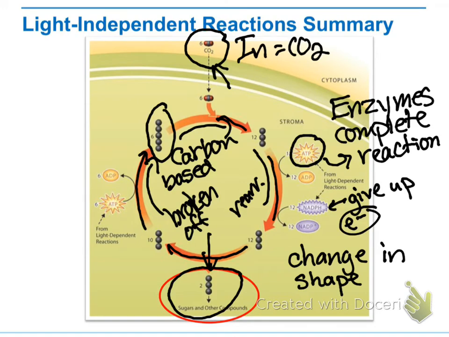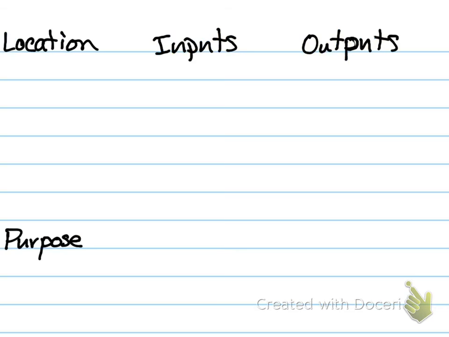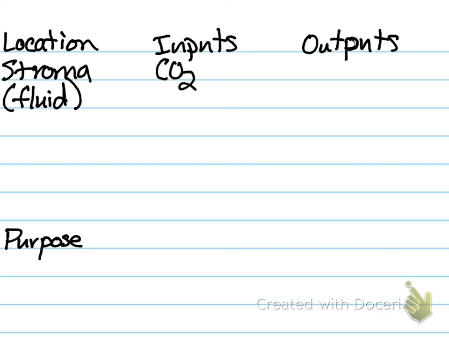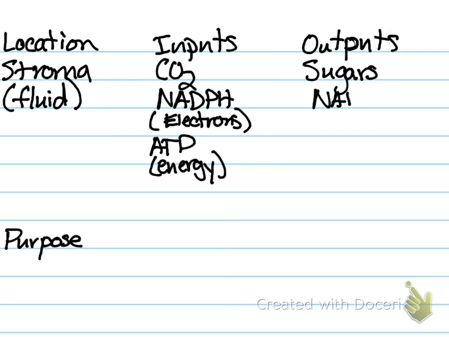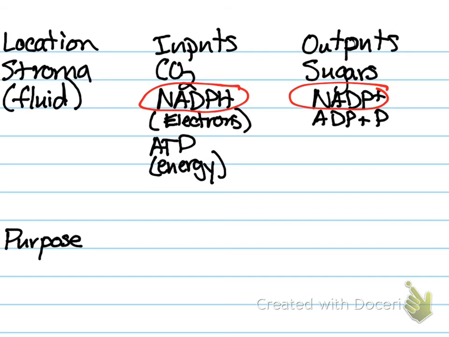So let's summarize what we have coming out and what we have going in. So the light independent reactions happen in the stroma. Remember, that's the fluid-filled section around the thylakoids. I'm putting in CO2, and I'm bringing the electrons with the NADPH. And I'm bringing in energy with the ATP. I'm getting out my sugar compounds, and I get back the NADP plus and ADP plus P forms of the molecules. Again, NADP plus and NADPH are in that recycling process, as well as the ADP plus P and ATP.